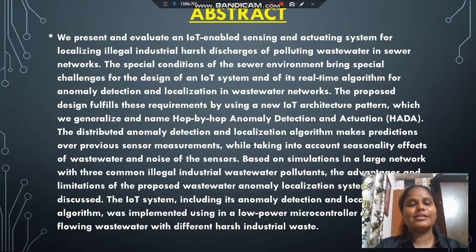This is the abstract of the topic. We present and evaluate an IoT enabled sensing and actuating system for localizing illegal industrial harsh discharge of polluting wastewater in sewer networks. The special conditions of the sewer environment bring special challenges for the design of an IoT system and its real-time algorithm for anomaly detection and localization in wastewater networks.